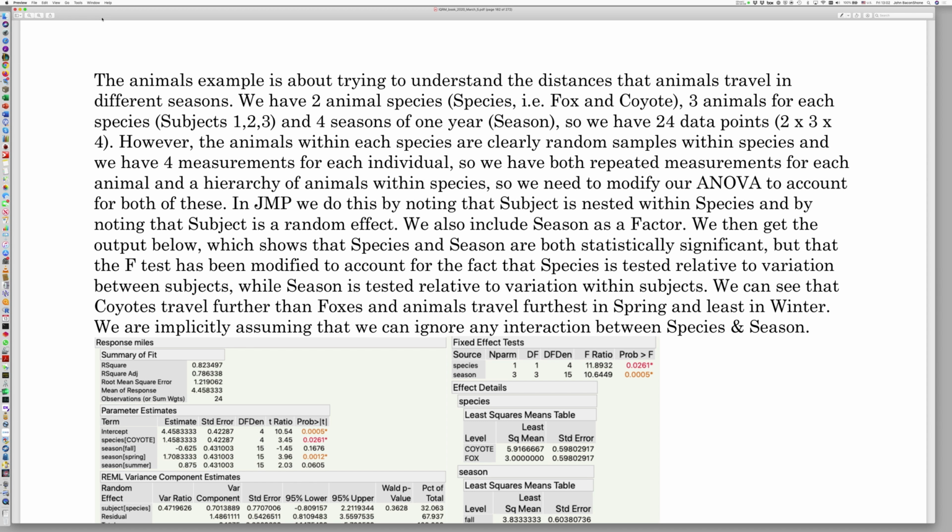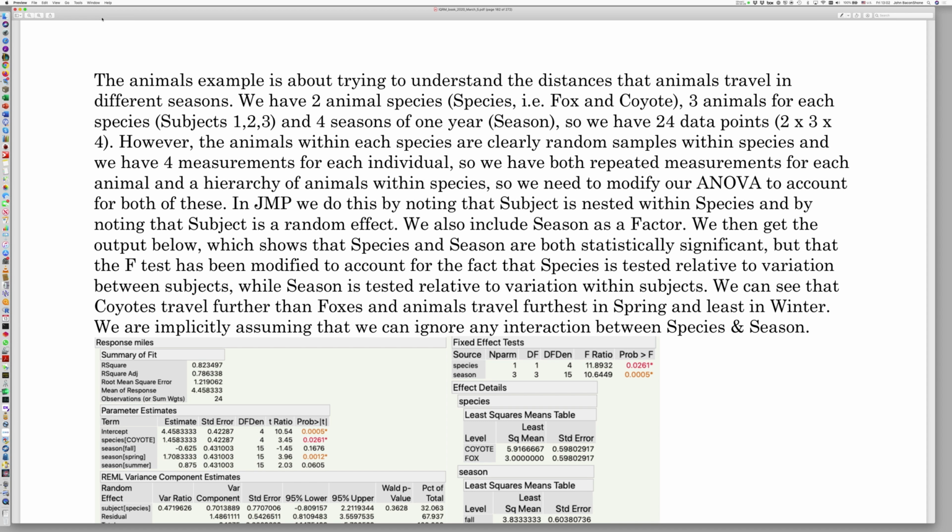However, the animals within each species are clearly random samples within the species. So the subject number is hierarchical within species. And then we also have 4 measurements for each individual. So we have repeated measurements for each individual. So we have both of these issues, repeated measurements for each animal and a hierarchy of animals within the species. So we need to modify the analysis of variance to take account of both of these.